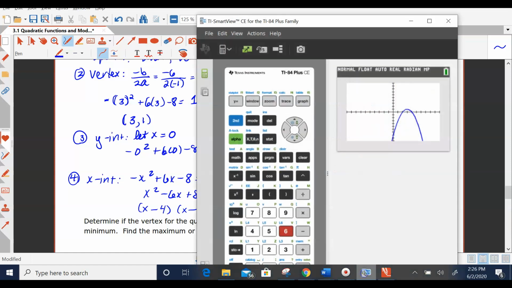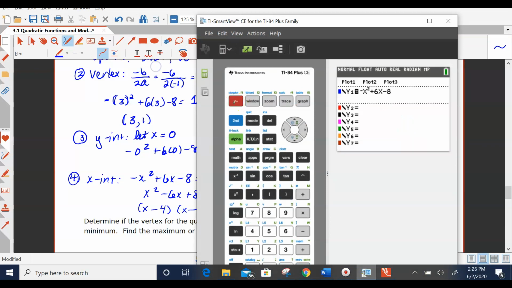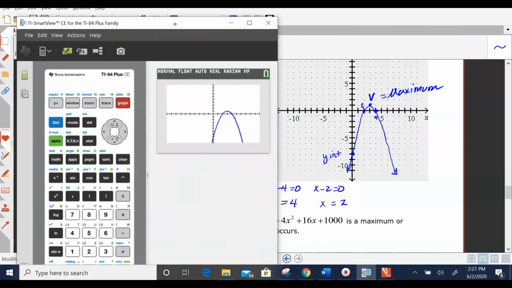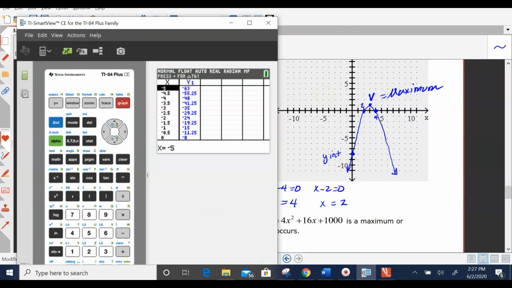And we could check our work on our calculator. Go to y equals, type it in, press graph, and that looks like our picture. We could go to the table and see if we have x-intercepts and y-intercepts at those values. (0, -8), that matches. Then I have what? (2, 0) matches there. And then (4, 0) matches there. So everything matches up.